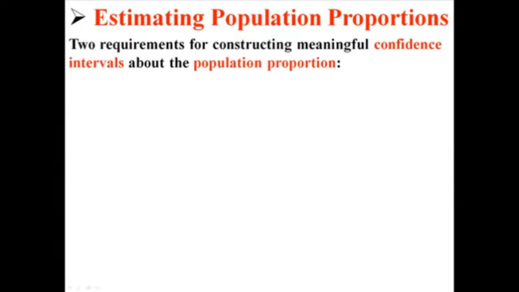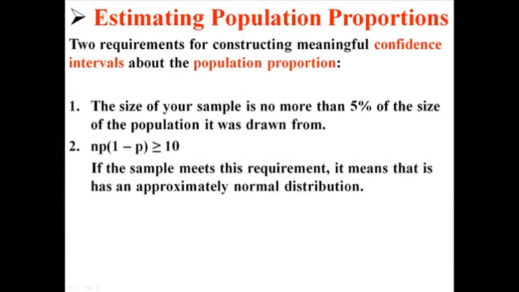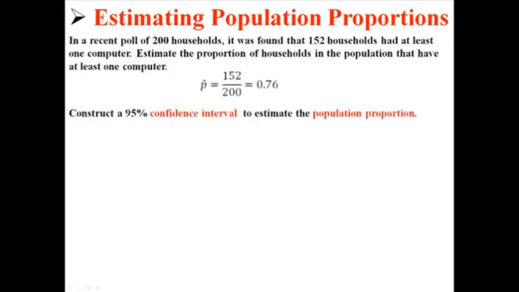So first of all, there are two requirements for constructing a meaningful confidence interval about the population proportion. And that is, first of all, the size of your sample has to be no more than 5% the size of the population it came from. And secondly, this equation right here: if the sample meets the requirement put forth in this equation, it means that it has approximately a normal distribution. So we can compare it to the normal Z distribution using Z tables and stuff like that.